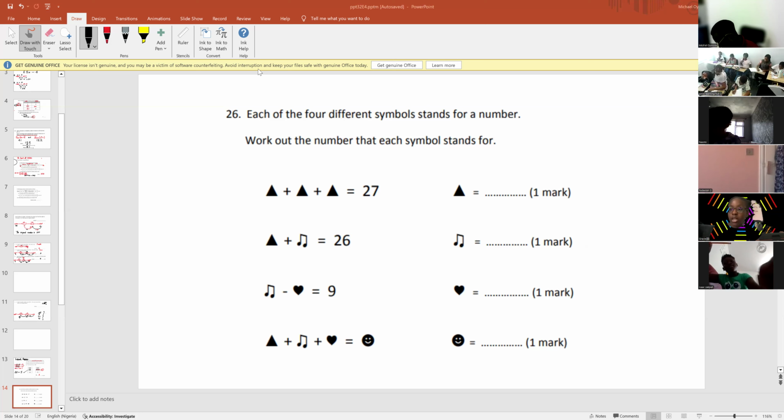Mr. Michael, what was the third one? Can there be different answers? I don't think so, because they each stand for a particular number, so there's nothing else. Each symbol is different, but for the first one, each triangle is the same.